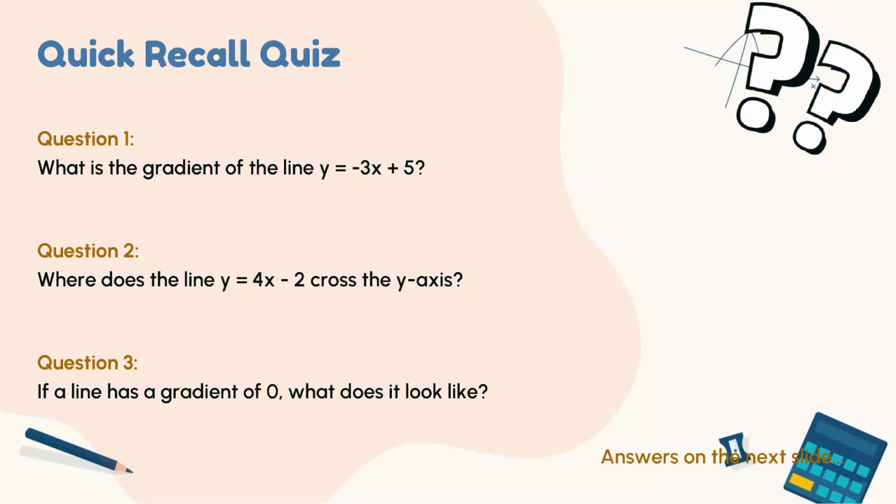Let's do a quick recall quiz. Question 1. What is the gradient of the line y equals negative 3x plus 5? Question 2. Where does the line y equals 4x minus 2 cross the y-axis? Question 3. If a line has a gradient of 0, what does it look like? Pause the video and try all three before checking the answers.